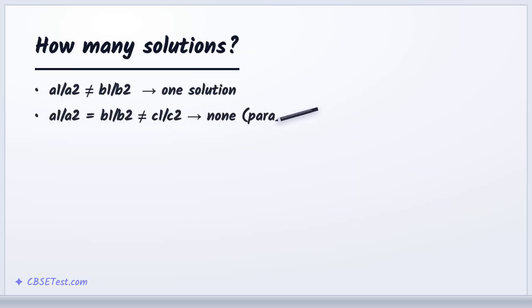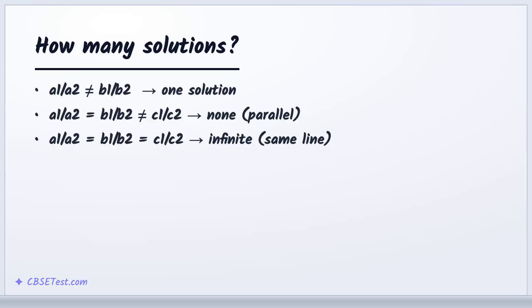If the ratios of a and b differ, the lines cross once, a unique solution. If a and b ratios match, but c differs, the lines are parallel, no solution. If all three ratios match, it's the same line, infinitely many solutions.